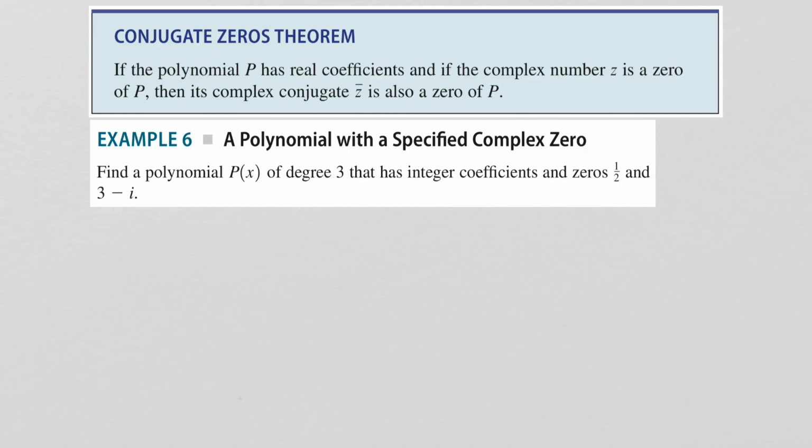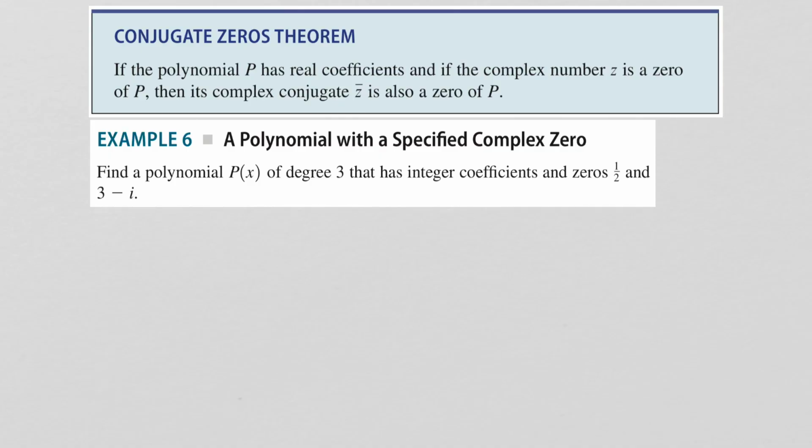So what you might have noticed in the previous problems where we had complex roots is the following theorem, the conjugate zeros theorem, which states that if the polynomial p has real coefficients, and if the complex number z is a 0 of the polynomial, then the complex conjugate of z, which they call z bar, is also a 0 of the polynomial. So what that means is that if a plus bi is a 0, then a minus bi is also going to be a 0. So let's use this to do the following problem.